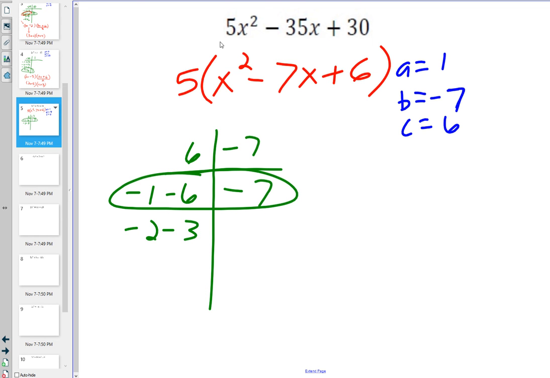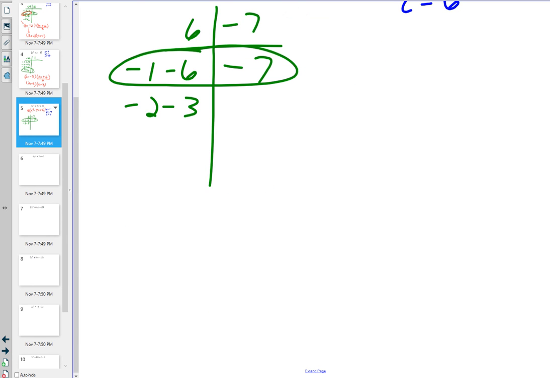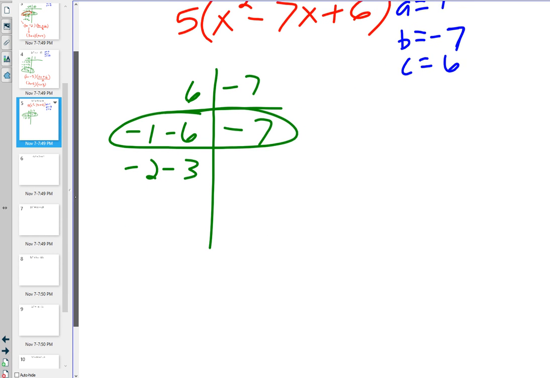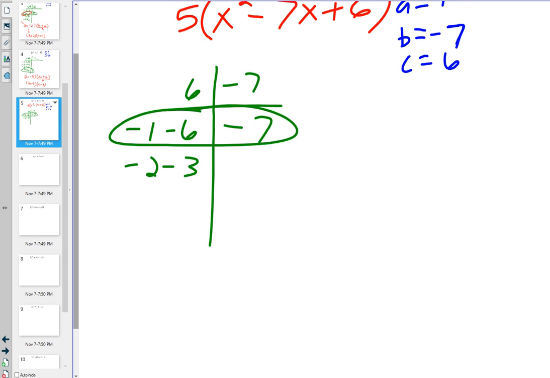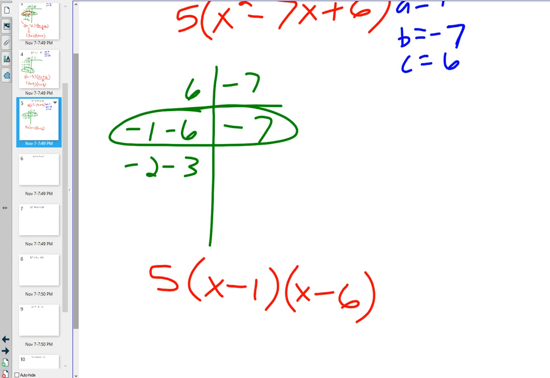And there's even better news. Because A was 1, I'm going to leave my GCF in front, but because A is 1, all I have to do is write my variable -1, my variable -6, and all the children rejoice because we're done. No extra steps required.